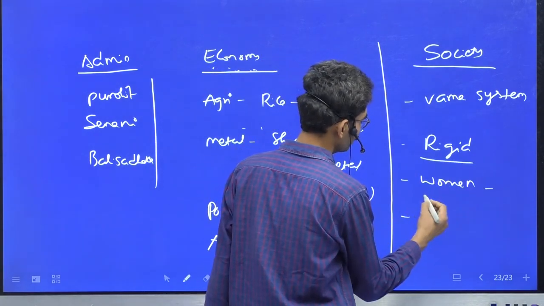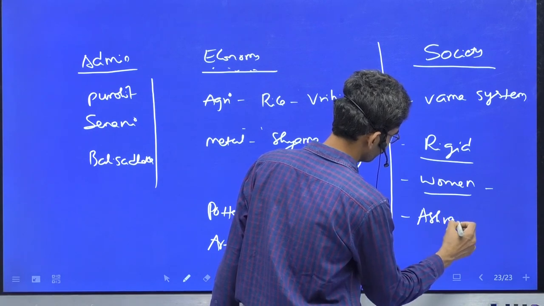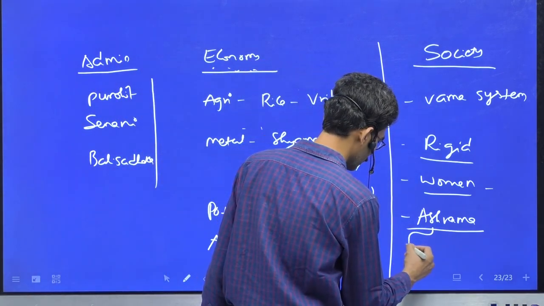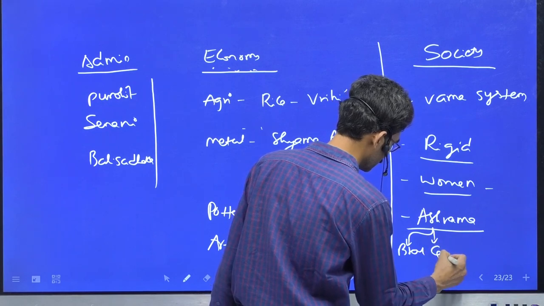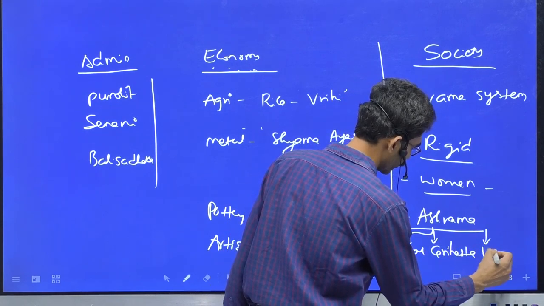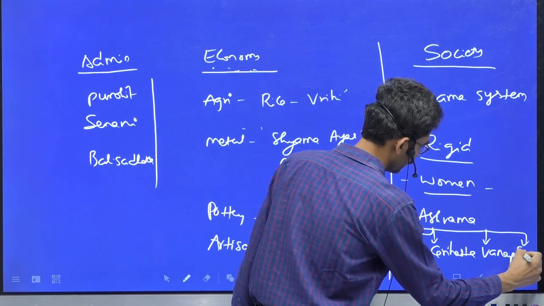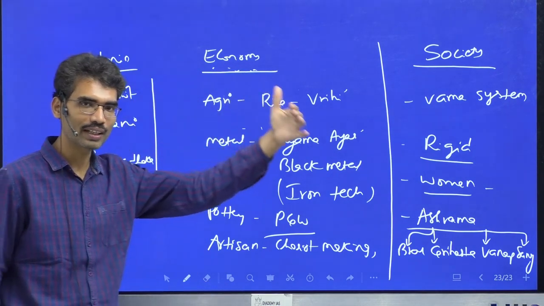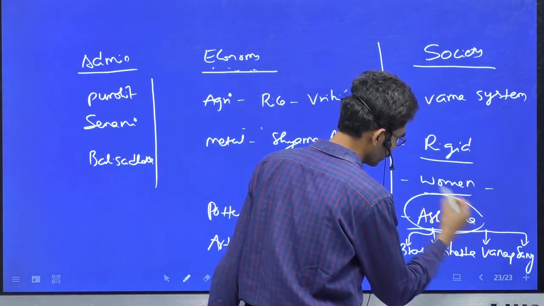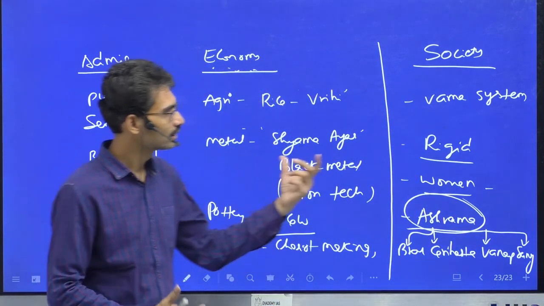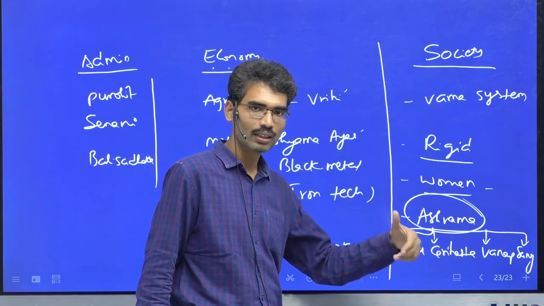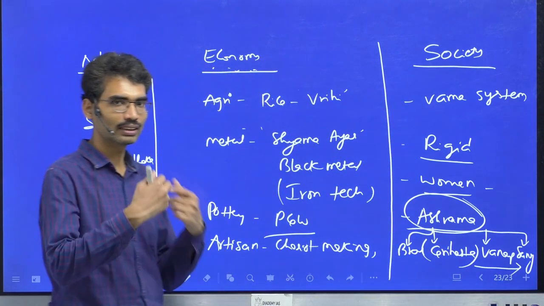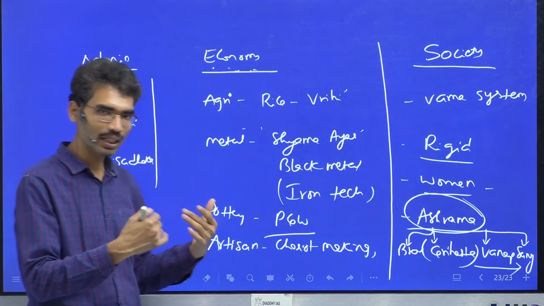The Varna system became very rigid. Women's conditions declined, and the Ashrama system emerged. The Ashrama system means during the early stage, brahmacharya. Next, grihastha, vanaprastha, sannyasin. So four stages of ashrama, showing how life should be from the beginning of life to the end. In fact, this social organization made many people leave grihastha ashrama and enter into vanaprastha and sannyasin. That in the later time period, the sannyasin tradition emerged in the country.